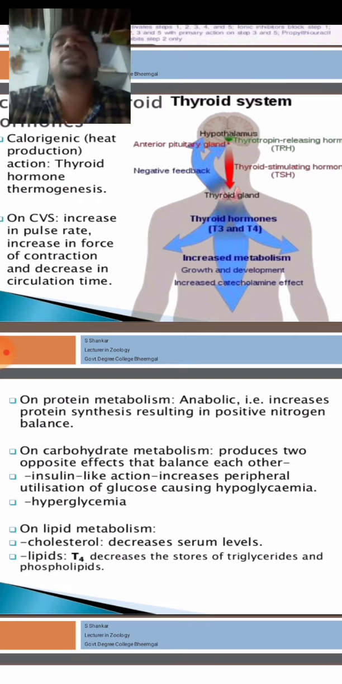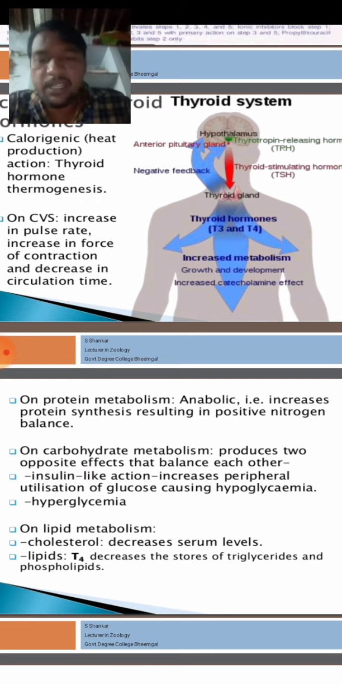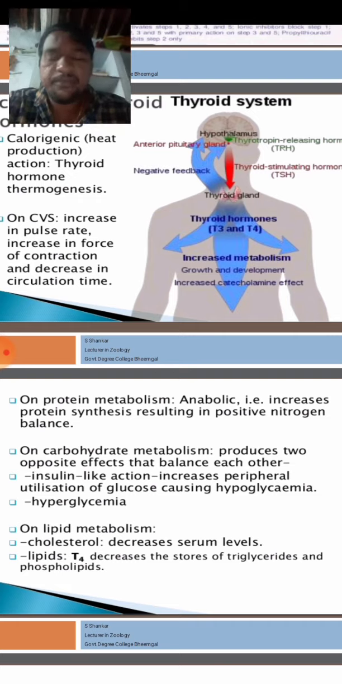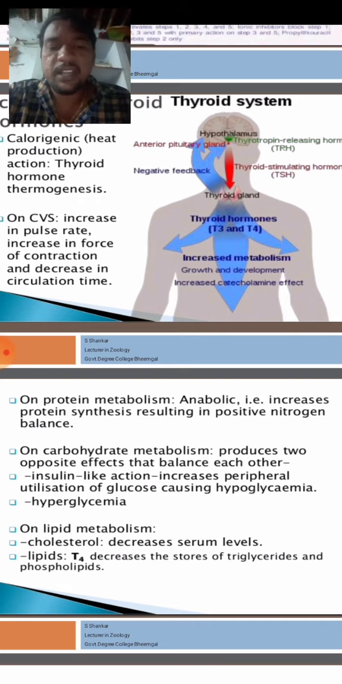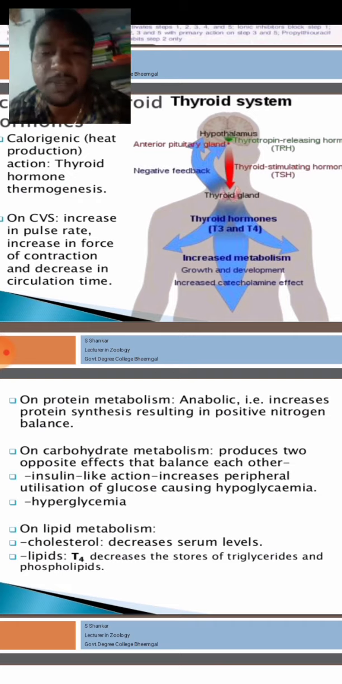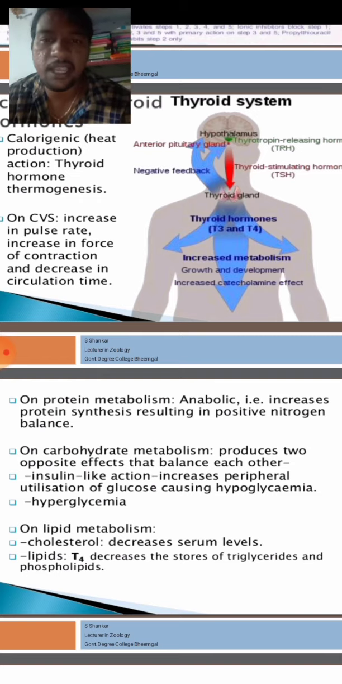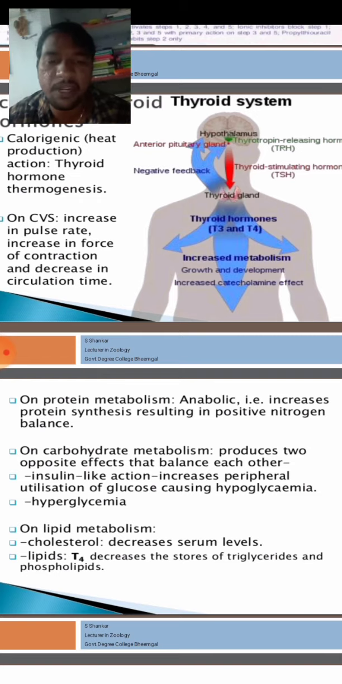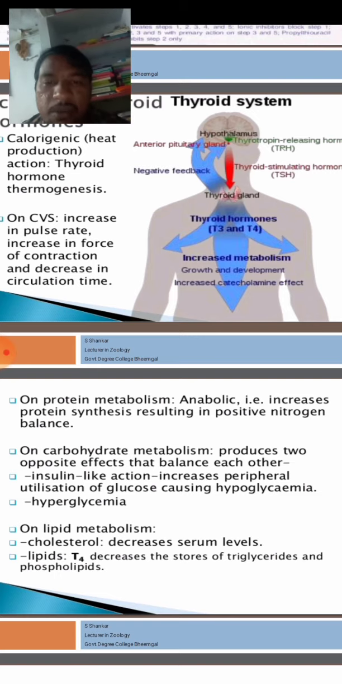On lipid metabolism, cholesterol serum levels decrease. T4, tetraiodothyronine, decreases the stores of triglycerides and phospholipids.